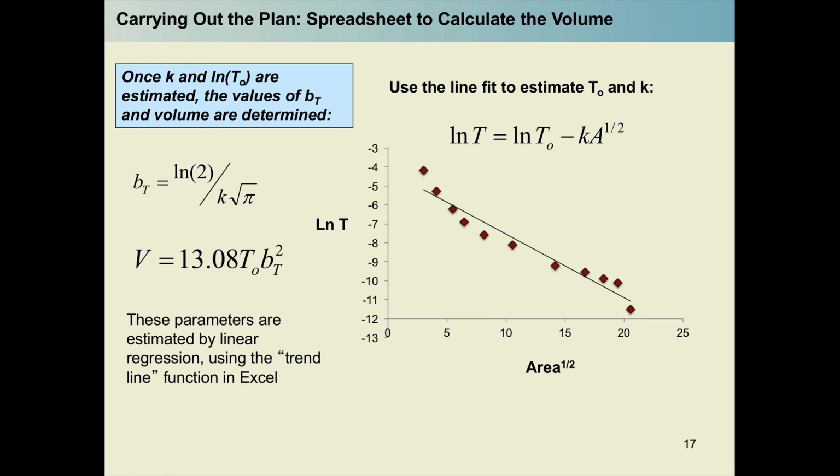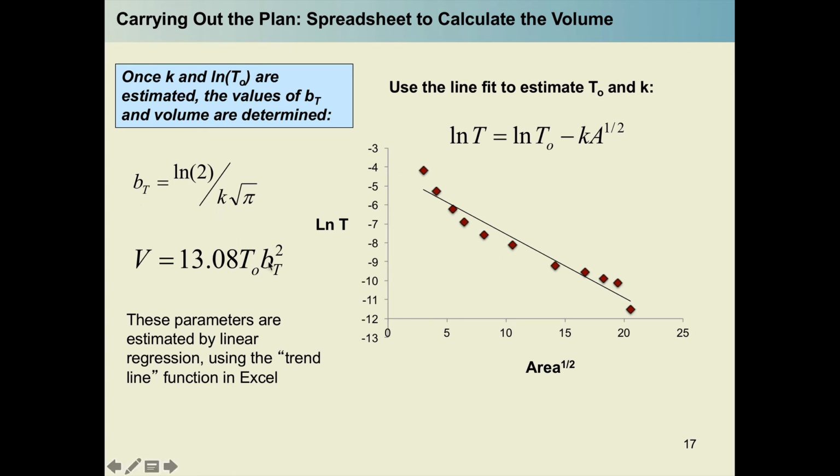You can then use the equations I gave you on a prior slide to start to estimate volume. So in this case, the half-life b sub t is equal to ln of 2 divided by k times the square root of pi. k is the slope of your line. It's given to you by the parameters that you extracted from your trend line fit. In Excel, this would be the trend line function. And you can rearrange this equation to calculate b sub t from k.